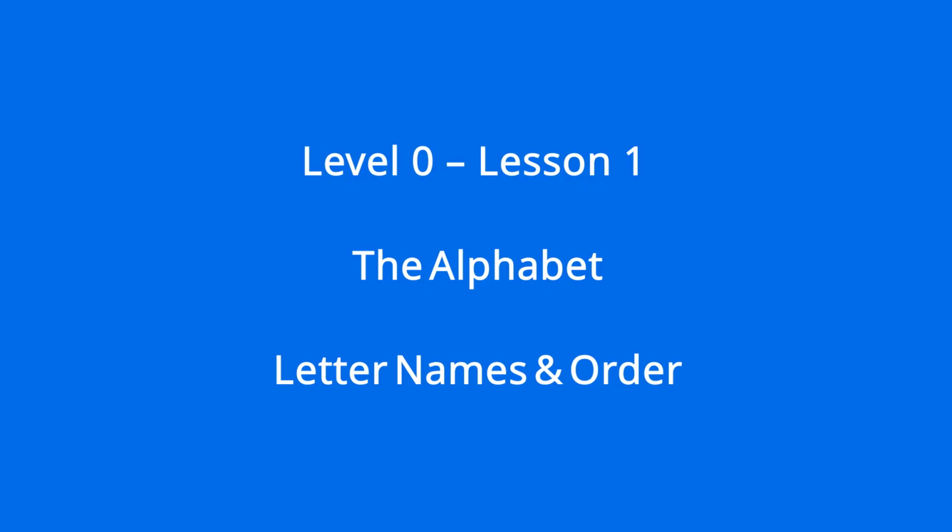Learning the letter sounds will come in the next lessons. This is the first step in learning to read, write, and speak clearly. The English alphabet has 26 letters. Each one has a name. There are big letters, called uppercase, and small letters, called lowercase.